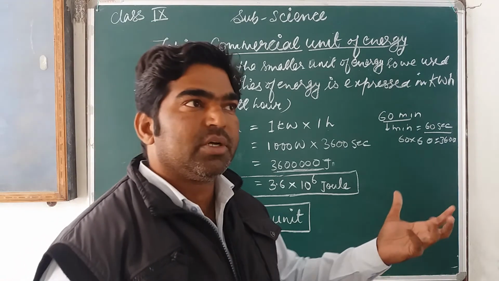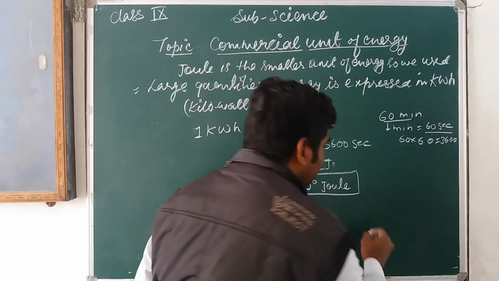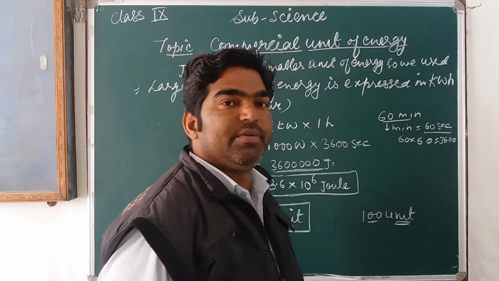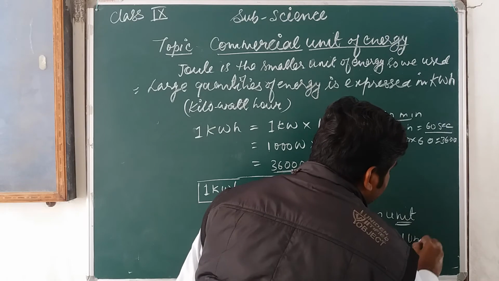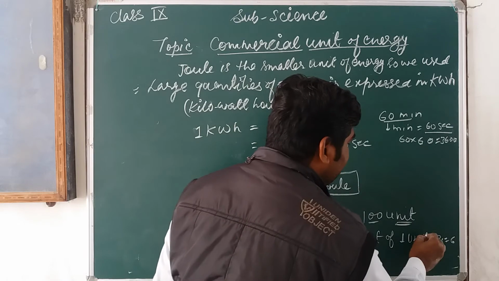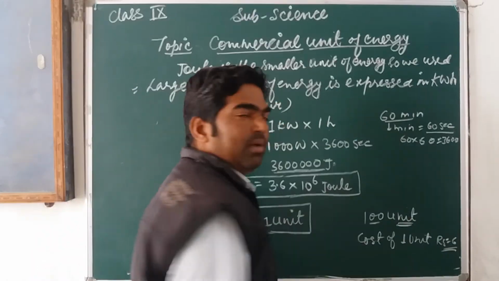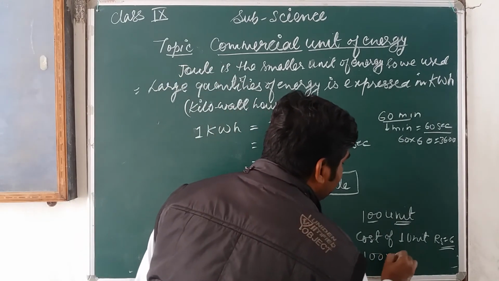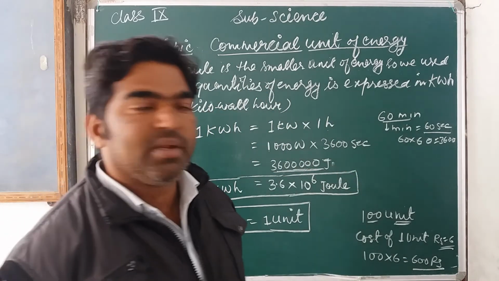That is then multiplied with whatever amount of cost is given by the government. Suppose you used 100 units. Okay, you use 100 units, that is 100 kilowatt hour, and the cost of 1 unit is ₹6. If the government charges 6 rupees for 1 unit on your electricity, and you have to calculate your bill, then you do 100 into 6, that is 600 rupees. This is the electricity charge.